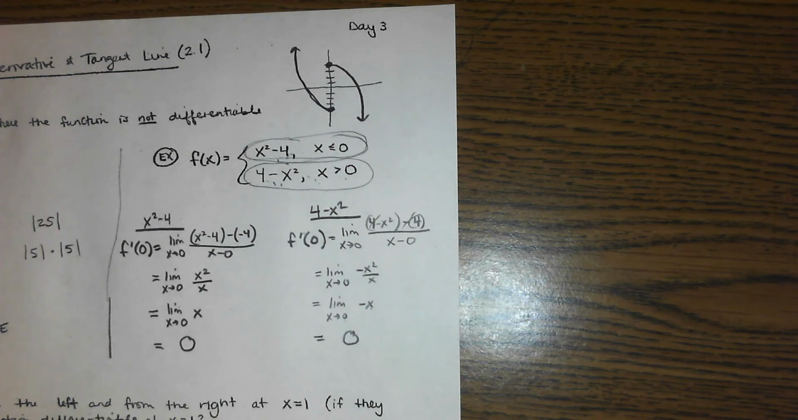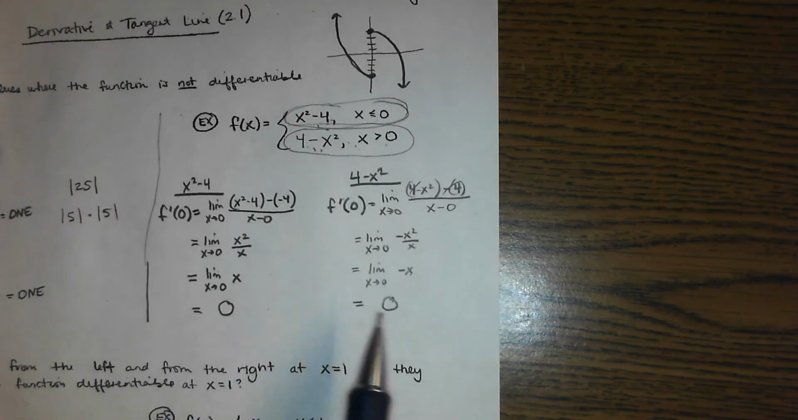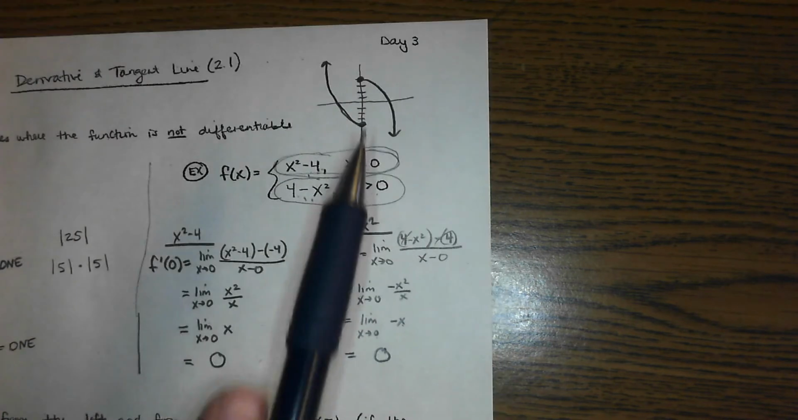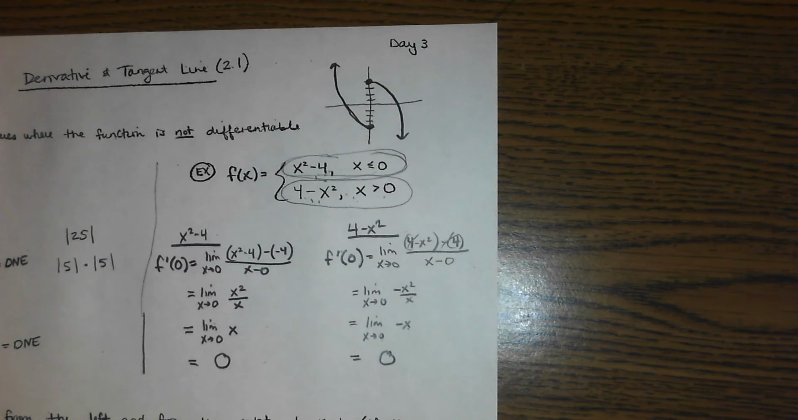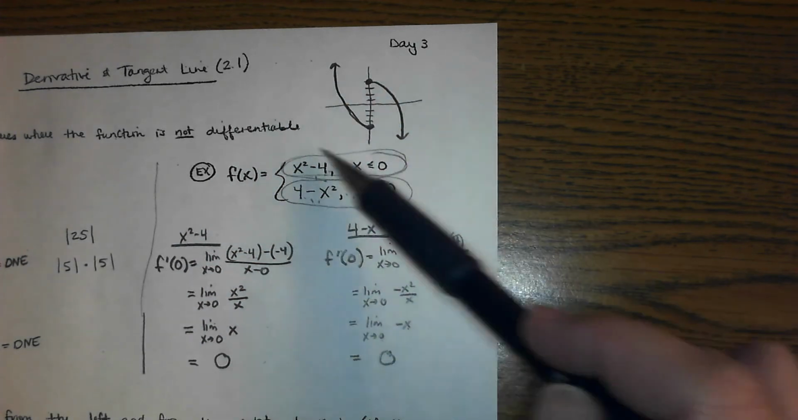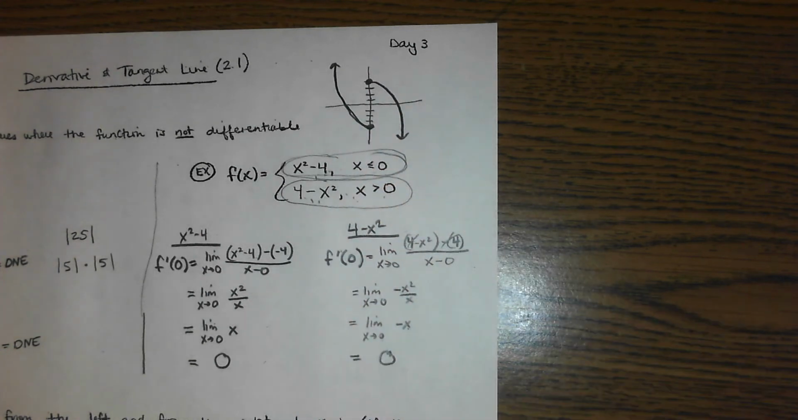But is this differentiable? There's a slope coming in of 0 from the left and a slope coming in of 0 from the right. So is the slope of this function at 0, 0? Why or why not? Is the slope of this function at 0 equal to 0? Sarah, what do you think?